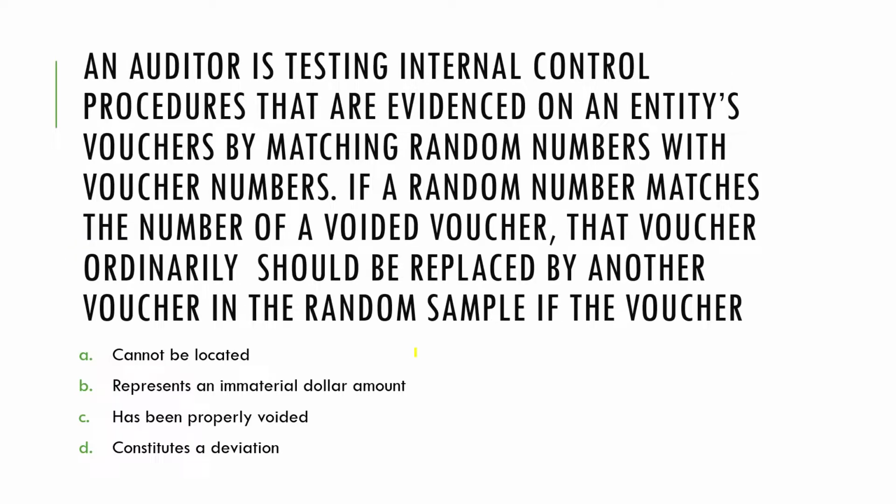Next, an auditor is testing internal control procedures that are evidenced on an entity's vouchers by matching random numbers with voucher numbers. Now, if a random number matches the number of a voided voucher, so I think this is a repeat question, but still, we recall if it lands on a voided voucher, we first determine if the voiding is legitimate and approved. If yes, then we replace it. If, however, upon investigation we found out that it was not properly voided or that the voiding was not legitimate nor authorized, then it will be treated as a deviation. Because this question says it is to be replaced, that means that it has been determined to be properly voided. A repeat question for part one.